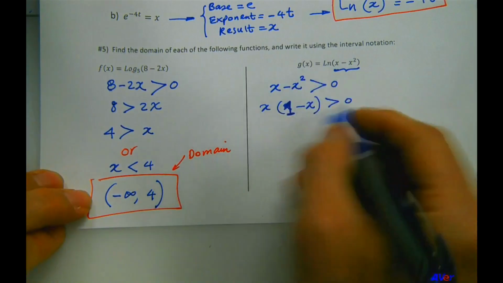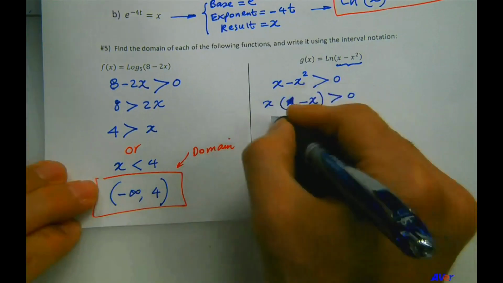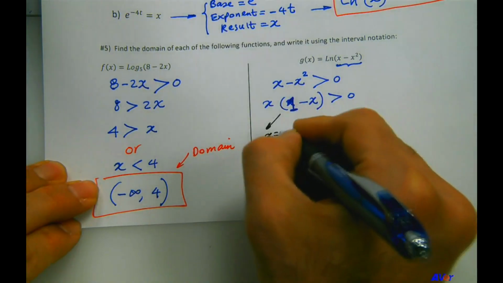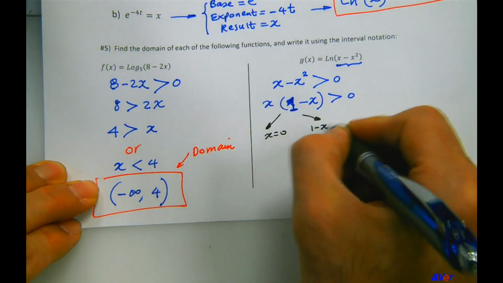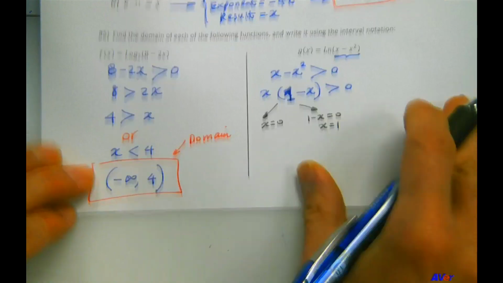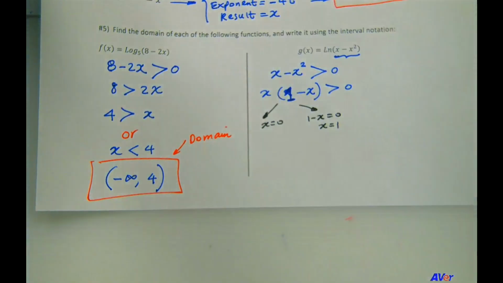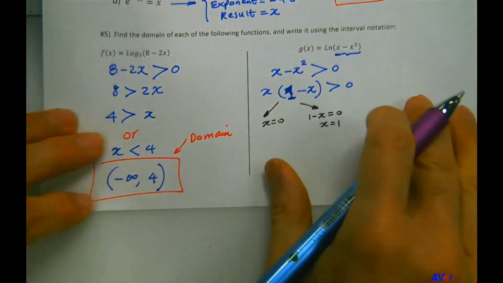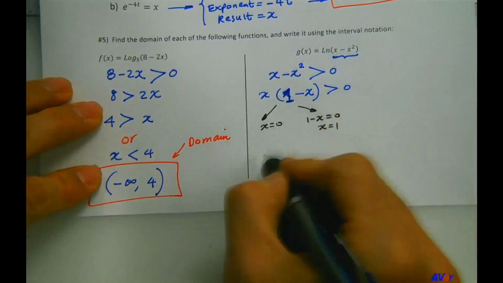So from here we have x equals 0. From here we have 1 minus x equals 0. Therefore, x equals 1. So these are our boundary solutions. Wherever the quadratic inequality is equal to 0 is where the boundary solutions are. Okay, so let's draw the graph.